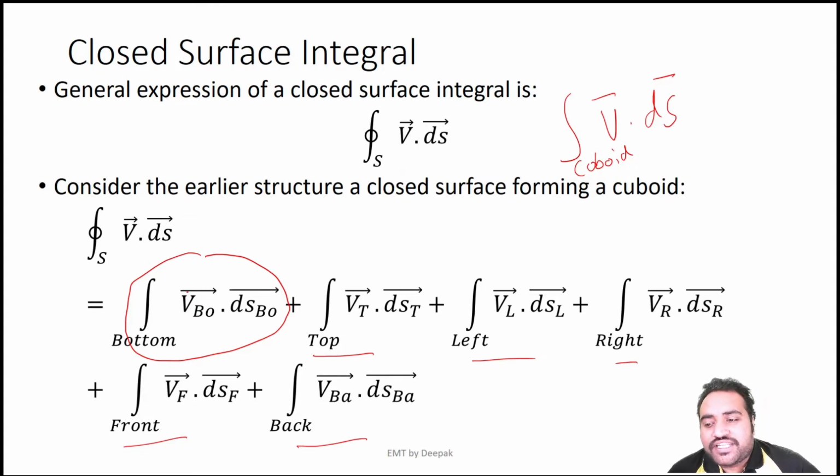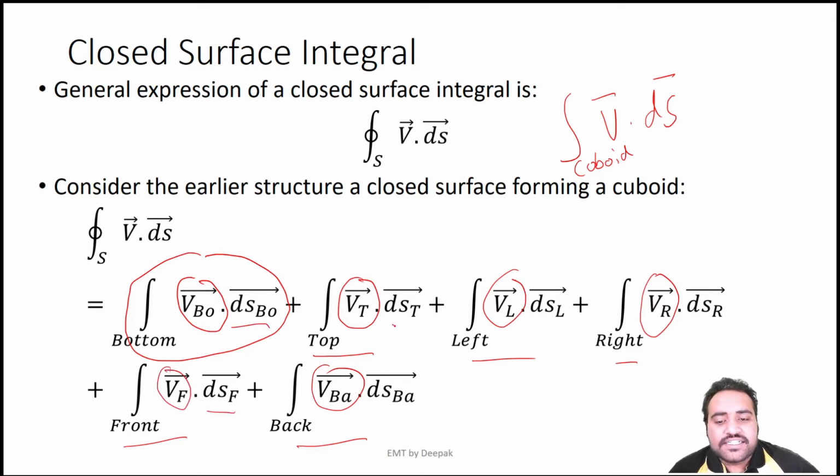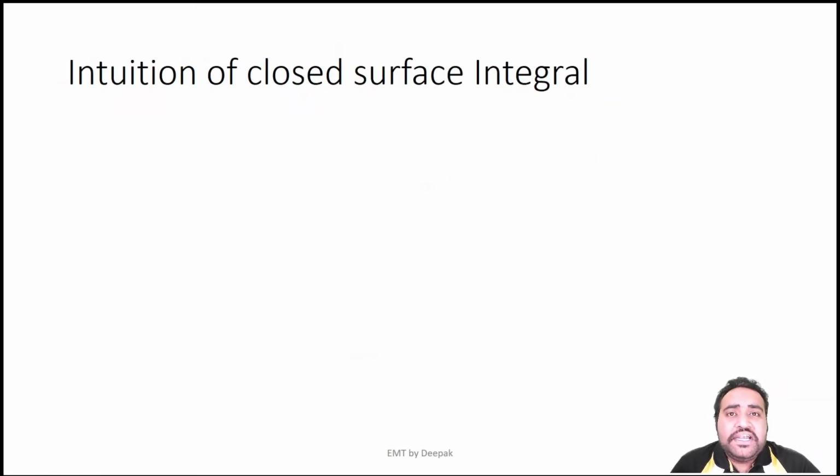You may also note that the vector fields are also changing for different surfaces. And not just the vector fields, the normals also change. So this is the closed surface integral. What is the intuition from it? I have already told you that for a closed surface integral, the normals would always be pointing outward.